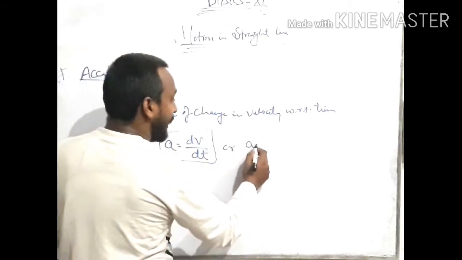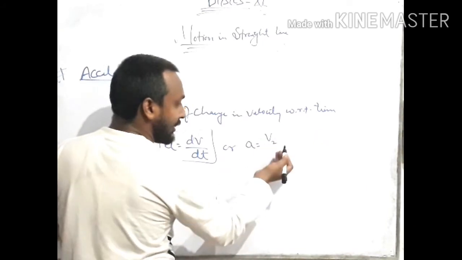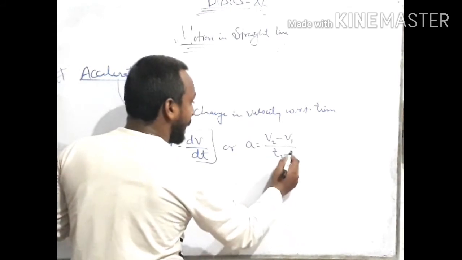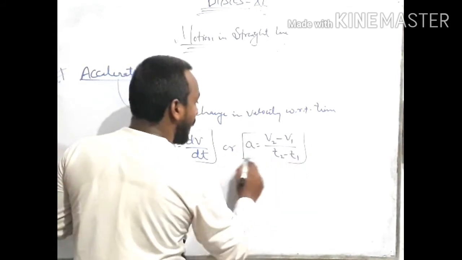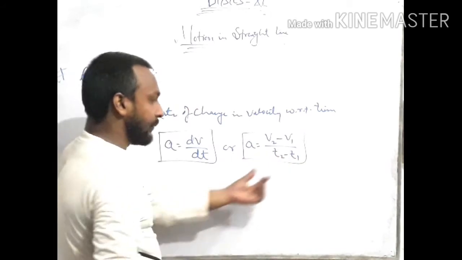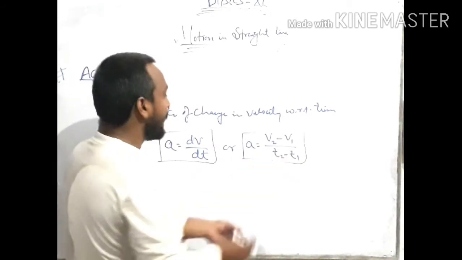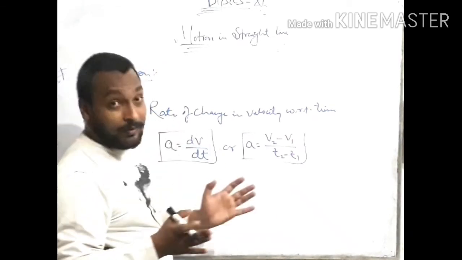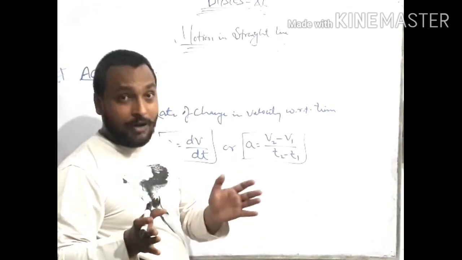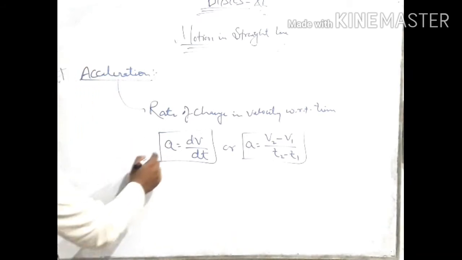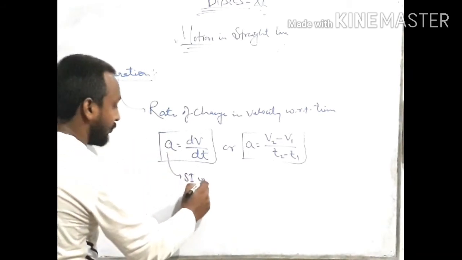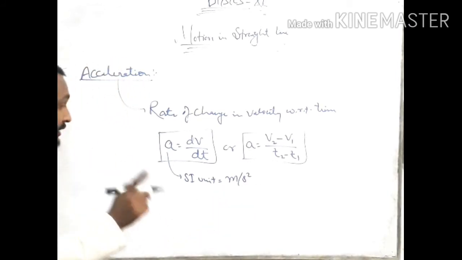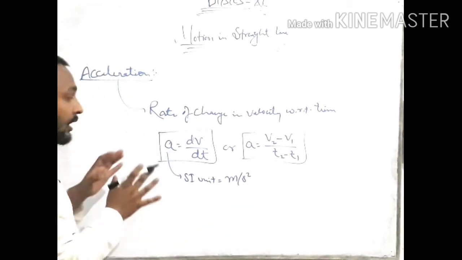You can also write acceleration as velocity at different times, t2 and t1. So you can get it like this also. In the acceleration formula, the denominator is the time interval. A is equal to v2 minus v1 divided by t2 minus t1. This one will be explained in kinematic equations. Okay. This is the acceleration, and you know well that its SI unit is meter per square second. This is the acceleration of the body.